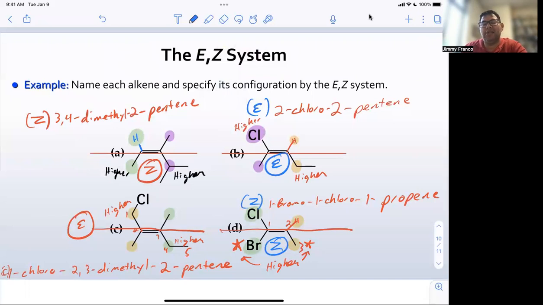Right? So cis and trans, kind of that same idea. Cis means same side. Trans means opposite. The other designation we can use is E and Z. So E means that the biggest groups are on opposite sides of the double bond. Z means they're on the same side of the double bond. So it doesn't matter top, bottom, left, right, just that they're on the same side of that double bond.